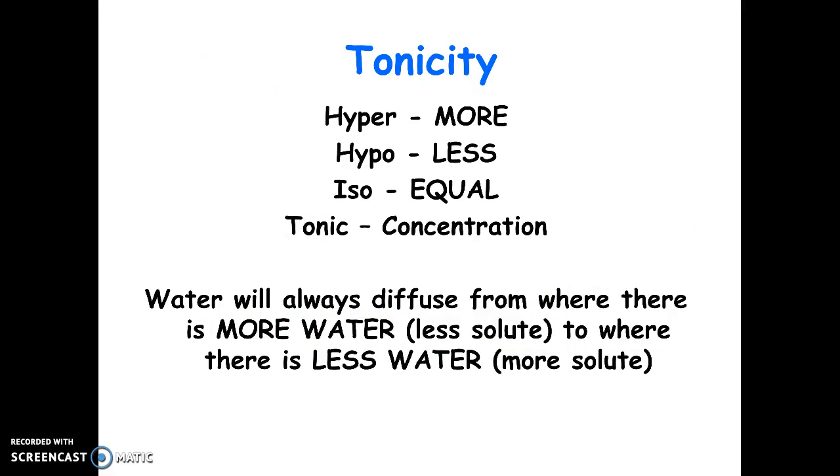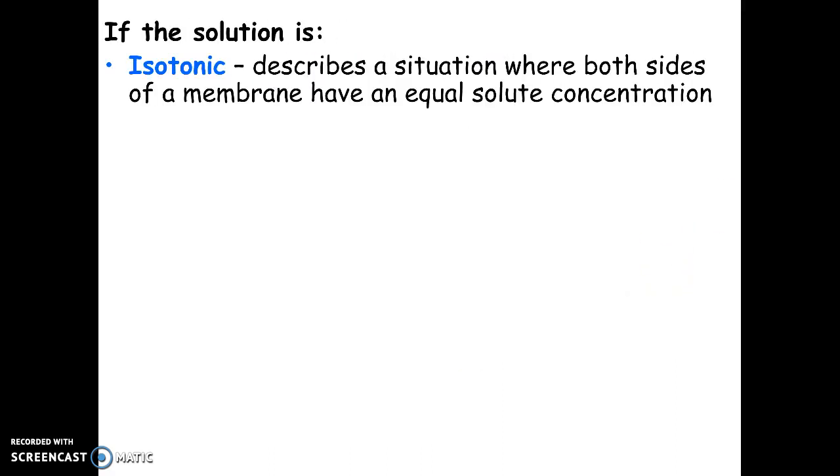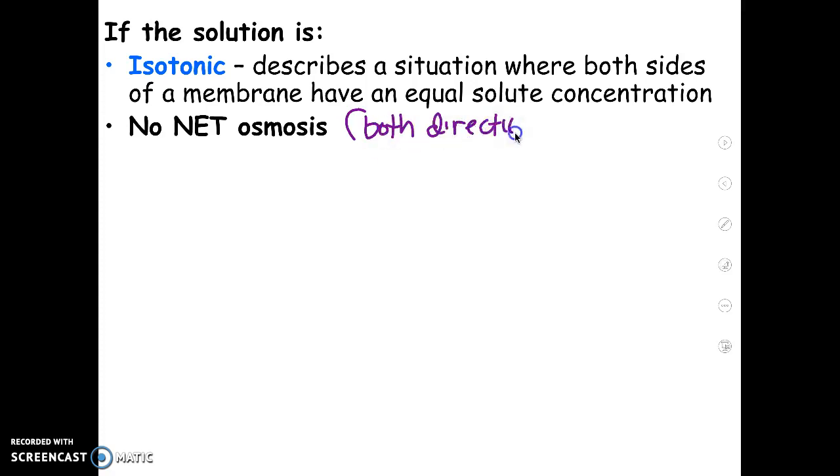So, again, to clarify, if the solution is isotonic, that means that the concentration of solute is equal on both sides, which would mean that the concentration of water is also equal on both sides. And if you're asked which way water's going to go, the most correct answer is, even though there will be no net osmosis, water would be going in both directions at the same rate.